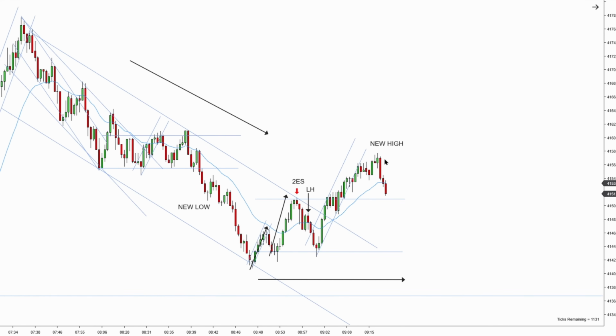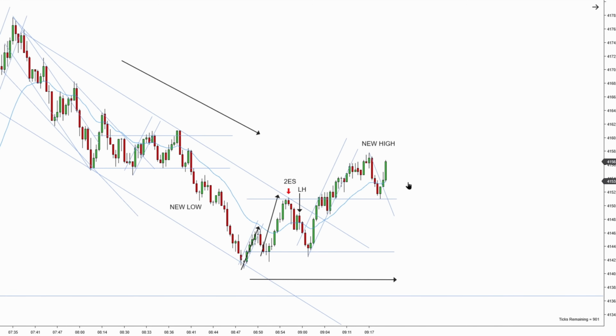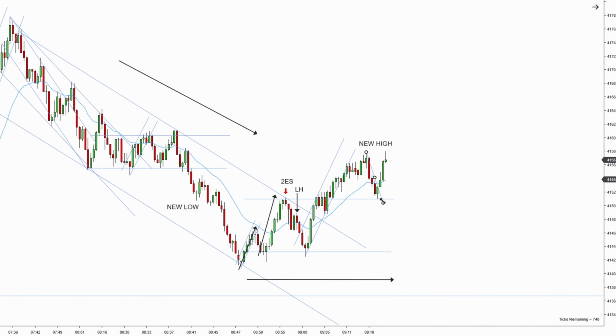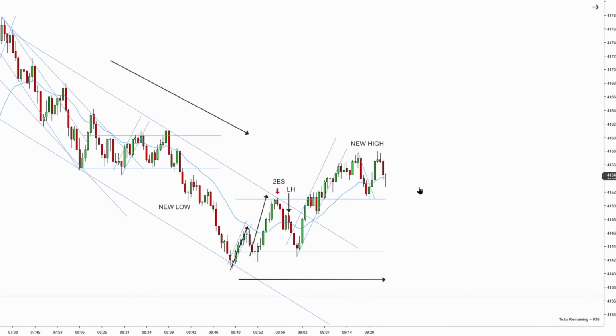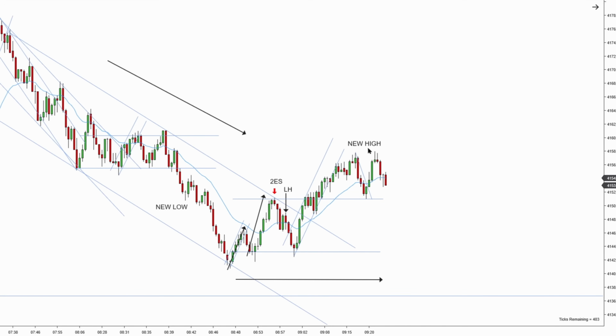Okay, when I see this, I'm expecting a failed second entry long below EMA. Don't really like the lower high because it's not confirming anything. This was too bullish. But we're breaking higher again. Okay, so this is a little bit confusing. Let's see what's going to happen. And now you have a new low, first entry short, pullback, second entry short.